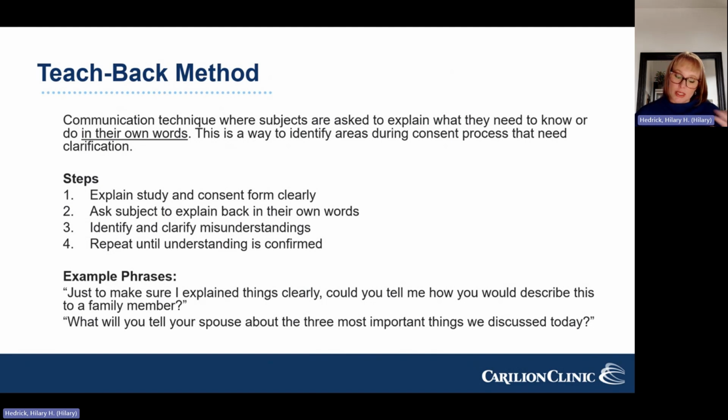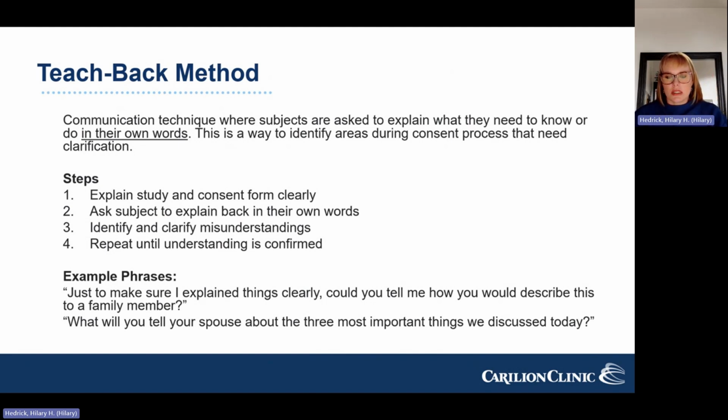Did you break down the medical jargon well enough that it was able to be comprehended by the person? Did you put it in simple enough terms? The teach back method walks you through how to do that, with examples of phrases down below.